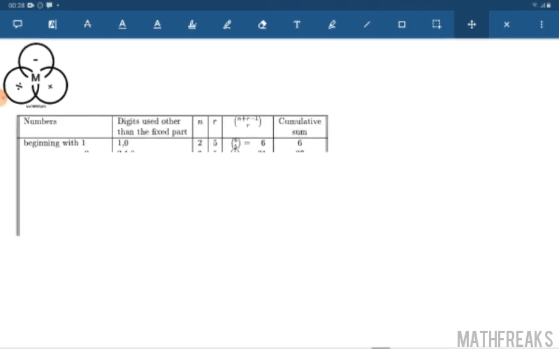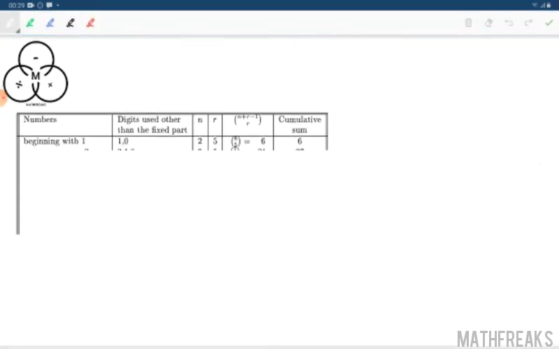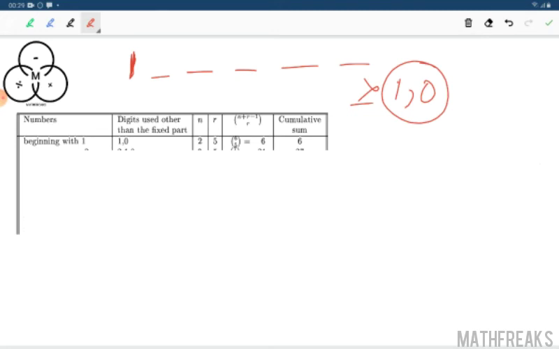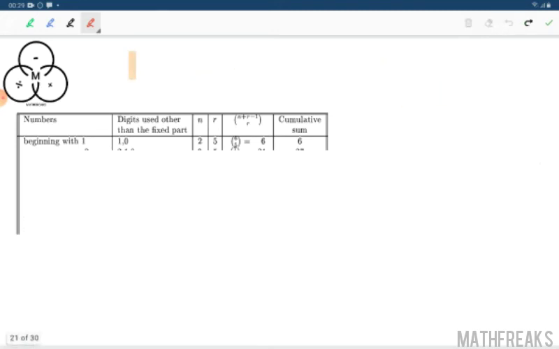We have to create a table and write down the cumulative sum so that we can approximately come to a point near about 2005. So that's why the cumulative sum. As I said, when we begin with 1, the digits in these places must be greater than or equal to 1. So what are the options? We are left with 1 and 0. In this way we will proceed. Repetition allowed is 5 because only the first digit is fixed.